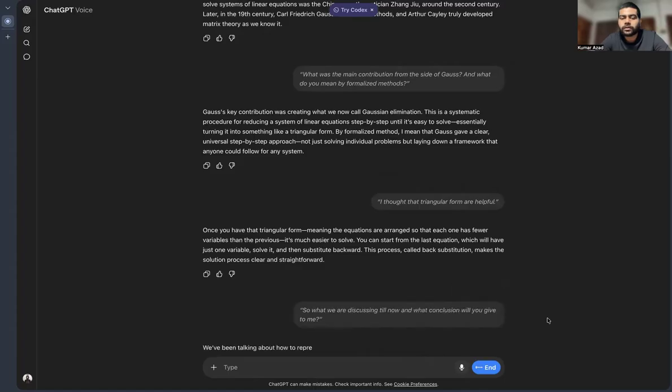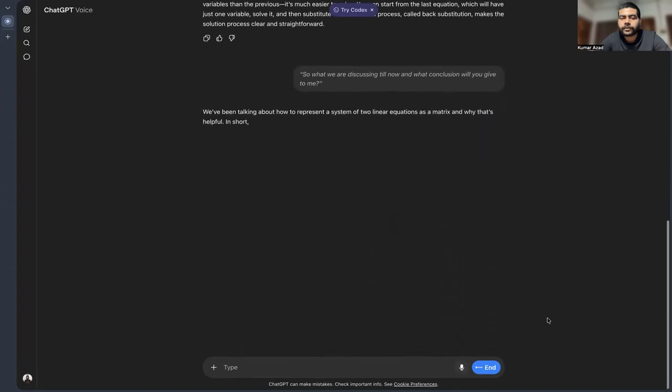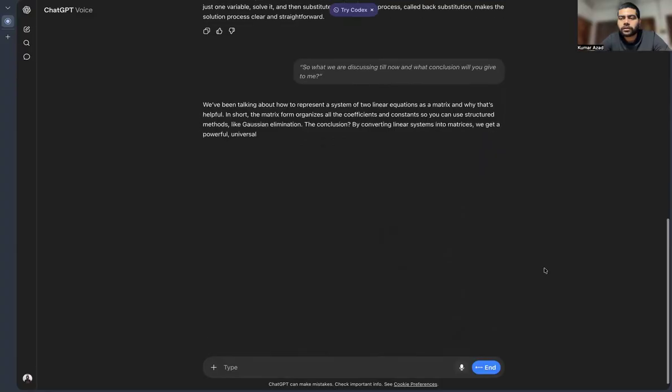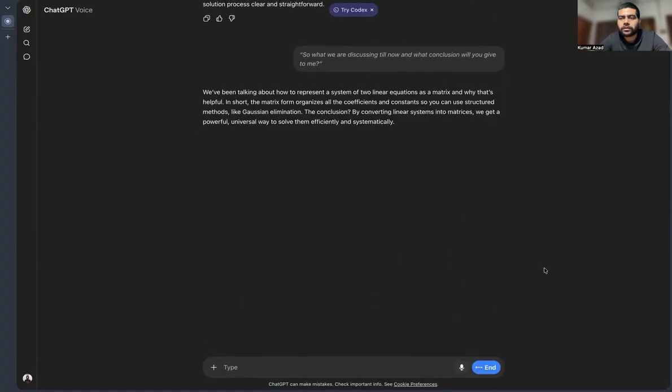We've been talking about how to represent a system of two linear equations as a matrix and why that's helpful. In short, the matrix form organizes all the coefficients and constants so you can use structured methods like Gaussian elimination. The conclusion? By converting linear systems into matrices, we get a powerful universal way to solve them efficiently and systematically.